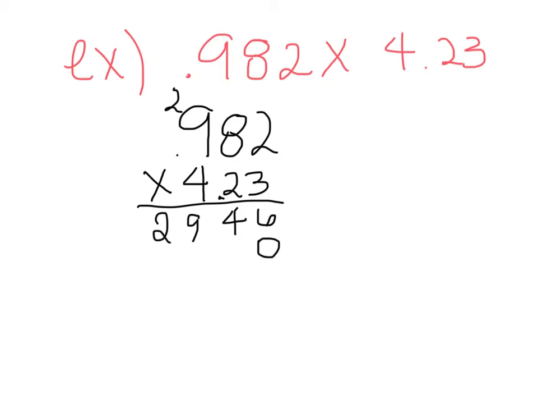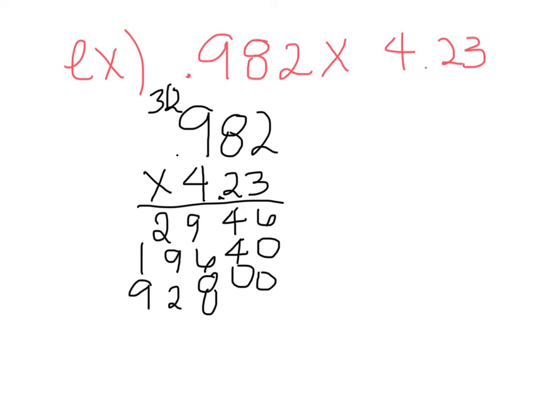0 to move on to our next number. 2 times 2 is 4. 2 times 8 is 16. Carry the 1. 2 times 9 is 18. Plus 1 is 19. 2 zeros to go on to my third and final digit. 4 times 2 is 8. 4 times 8 is 32. Carry the 3. 4 times 3 is 12. Plus 3 is 15.